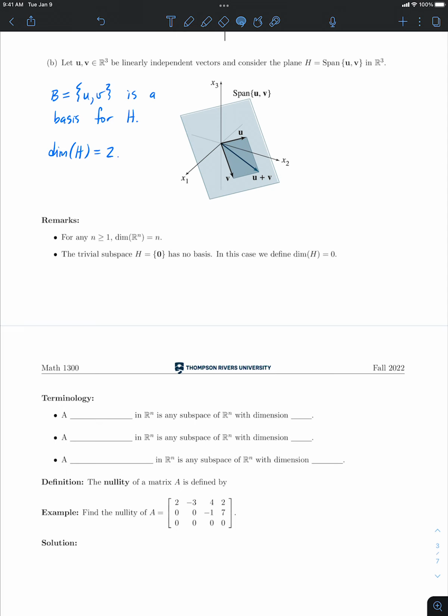If you take R4, its dimension is going to be 4. R2, dimension is going to be 2. And for any integer n greater than or equal to 1, the dimension of Rn is always going to be equal to n.